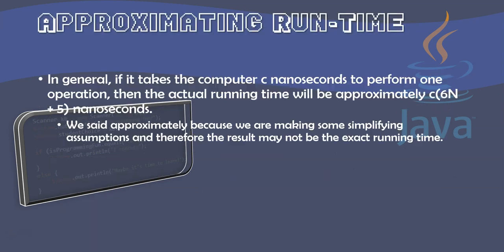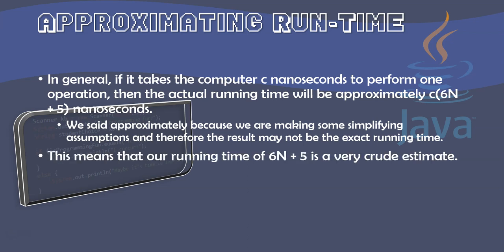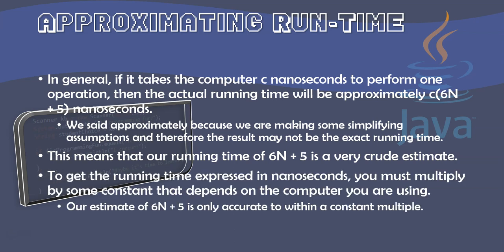So we start approximating our runtime here. In general, if it takes the computer, let's say, c nanoseconds to perform one operation, then the actual runtime will be approximately c times 6n plus 5 nanoseconds. Now we say approximately because we're making some very simple assumptions here, and so this may not necessarily equal the result that would be our true running time. This means, again, 6n plus 5 is a crude estimate. If we want to get the runtime expressed in nanoseconds, of course, we have to multiply by some constant that depends on the computer that we're using. So again, remember, 6n plus 5 is only accurate to within a constant multiple. As soon as we start bringing some of the other factors in, it's going to change things.